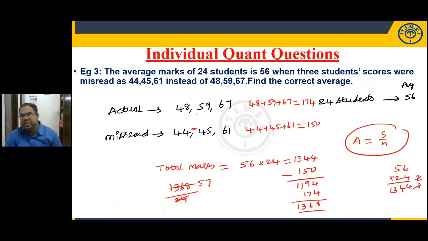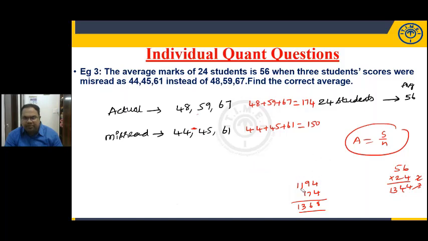What is my new average? 57. This is what you do, multiply and do. I'm saying not required. Let's hear. I'll do this. What's the average of these 24 students? What's the average of these 24 students?